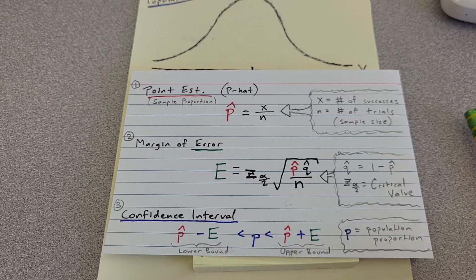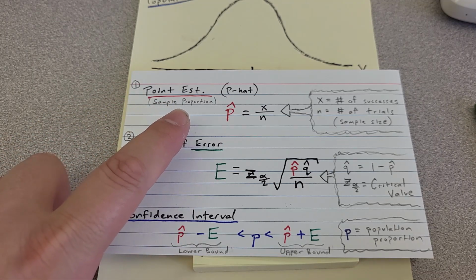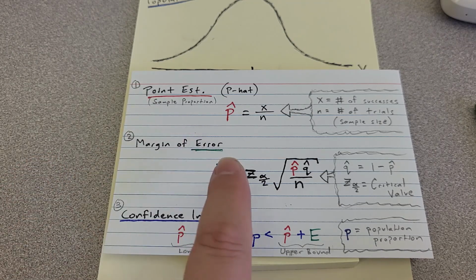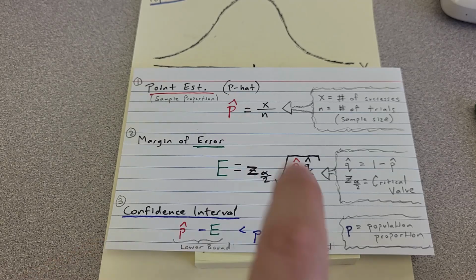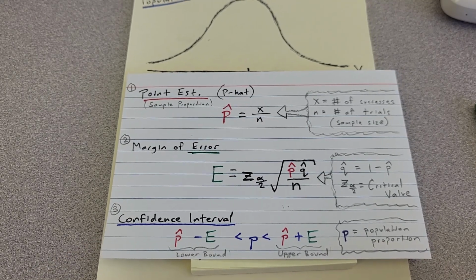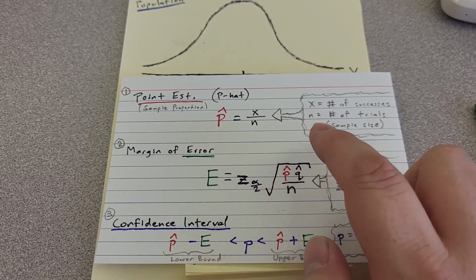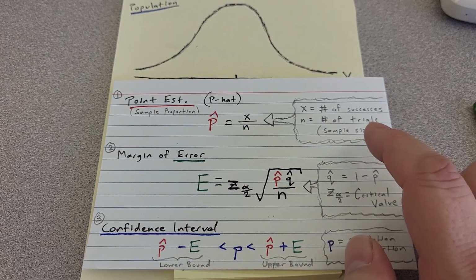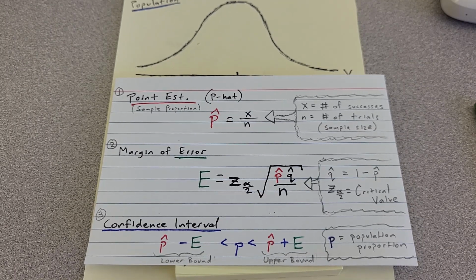So what we're going to do, step one, is we're going to find the point estimate. In this case, it's finding the sample proportion. We also refer to that as p hat. And in order to find that number, you're going to divide your x and your n, where x is the number of successes that you have, and n is the number of trials. In other words, it's the sample size. You're going to have to read the question very carefully in order to find out what those numbers are.